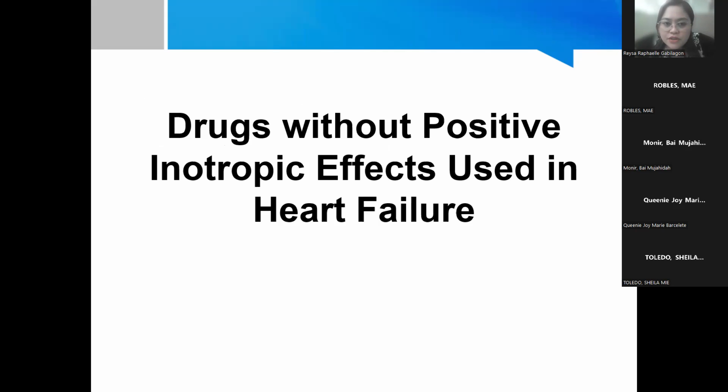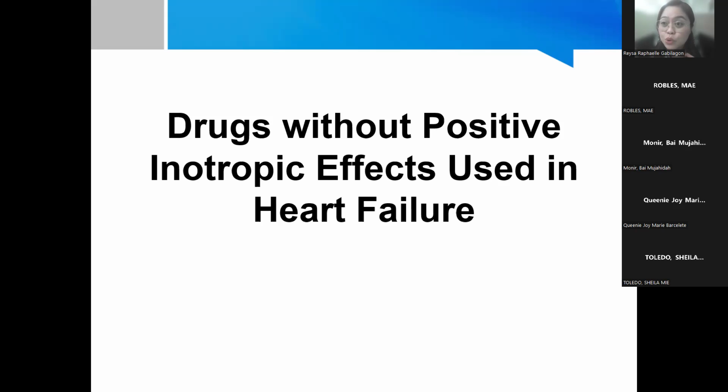Okay, any question or clarification before we continue with the drugs without positive inotropic effects, but they are still used in heart failure? Still have 30 minutes. I want to really finish this for your exam. Wala question? Sige, dito tayo sa drugs without positive inotropic effect ha.